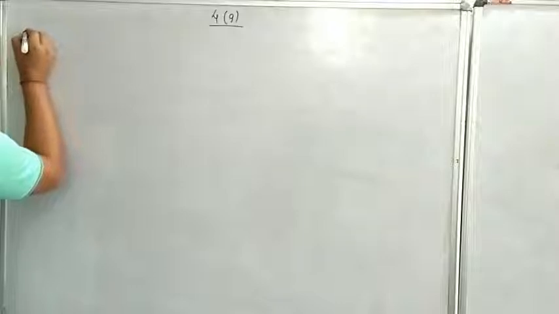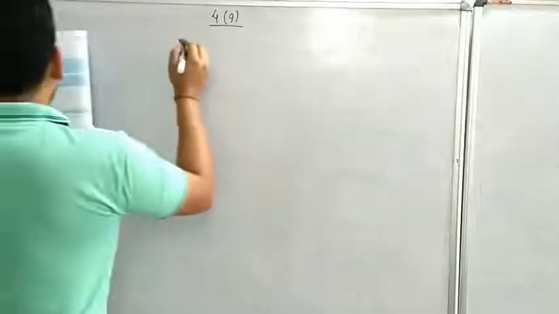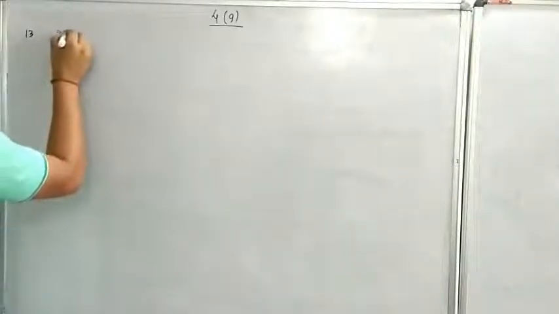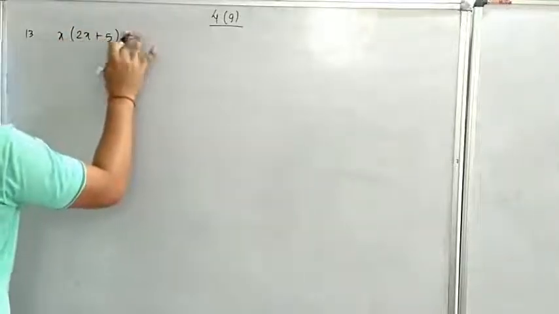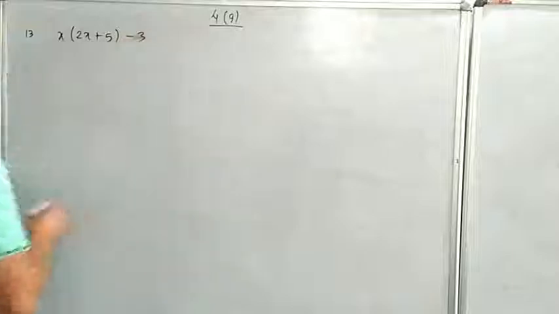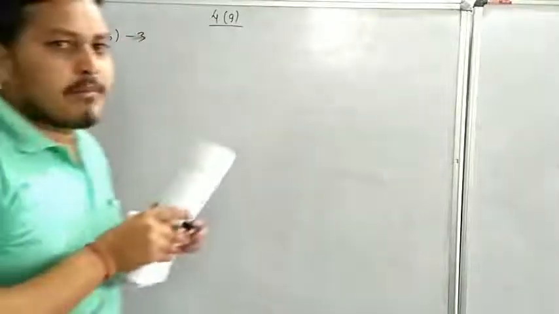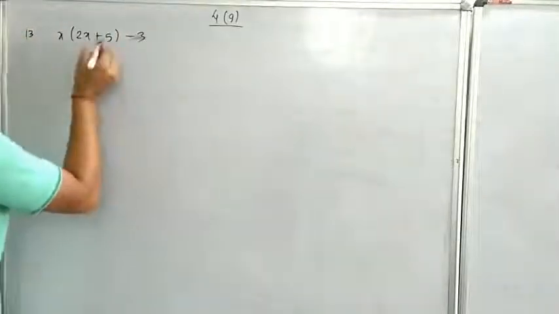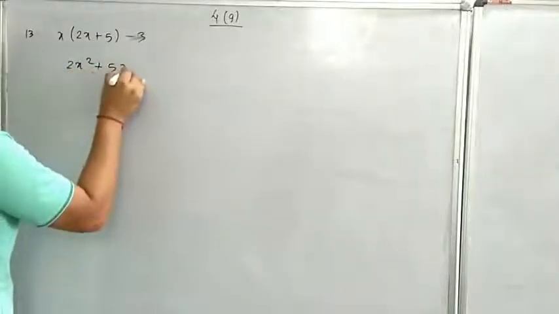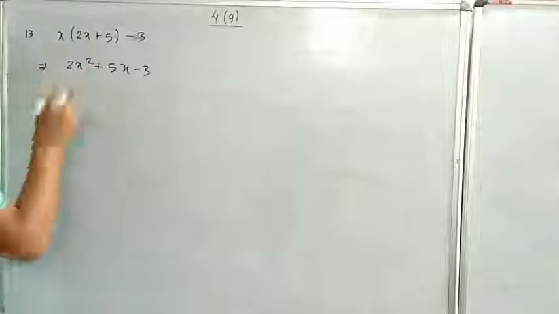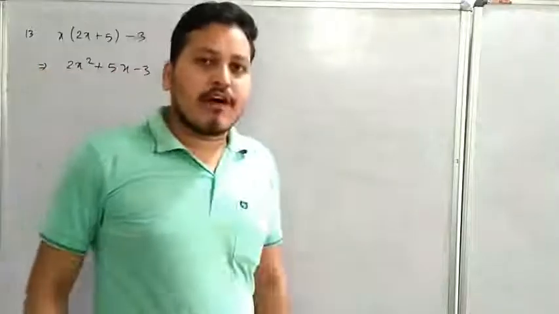So now I am taking the next question, 13, of exercise 4G. It is x(2x plus 5) is equal to minus 3. तो कोई प्रॉब्लम नहीं है. Multiply the x with the bracket. When we multiply with this bracket, तो 2x square plus 5x minus 3, and this is the form of the quadratic equation. And how can you solve it?